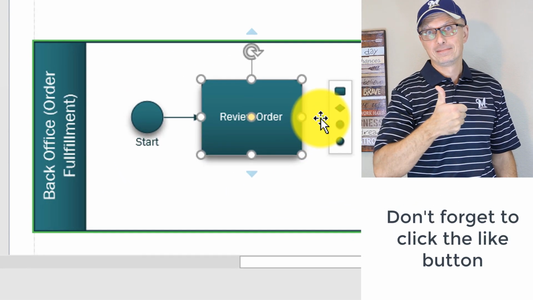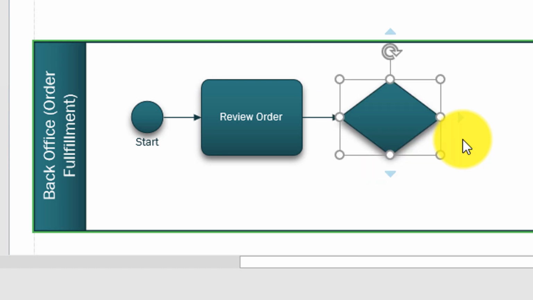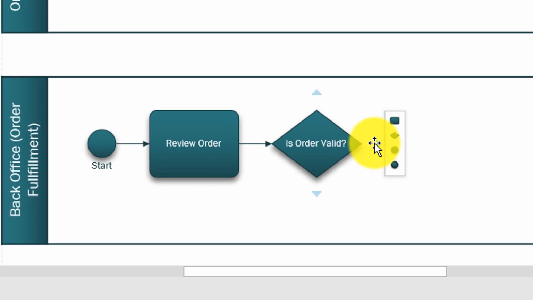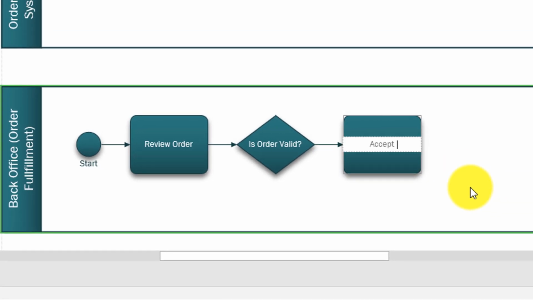So after review, we have a decision. We need to check, is order valid? So let's add this question into the decision box. And I'll put question mark. And the answer here would be yes or no. And based on these answers, there would be different paths. So for example, if answer is yes, we'll add another task and we'll call it accept order, right? And here we will say that this is yes.